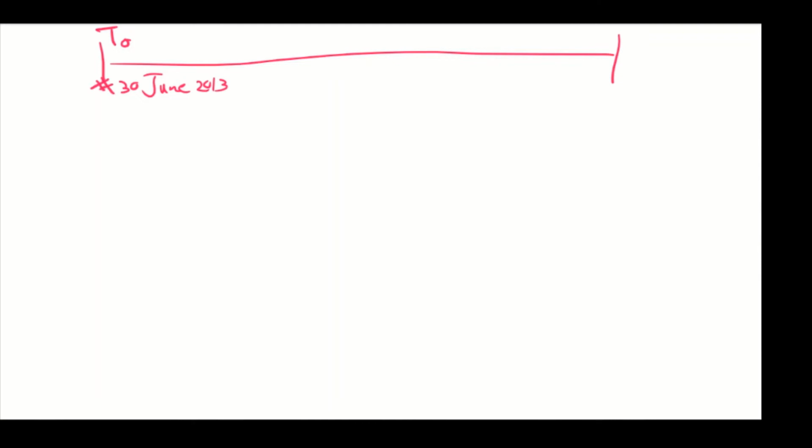So we are going to draw to represent the information. So we know this is our timeline. It starts at T0. T0 is the 30th of June 2013, right? So it starts here. So the payment of 2.5 starts here. And they end at T20, right?